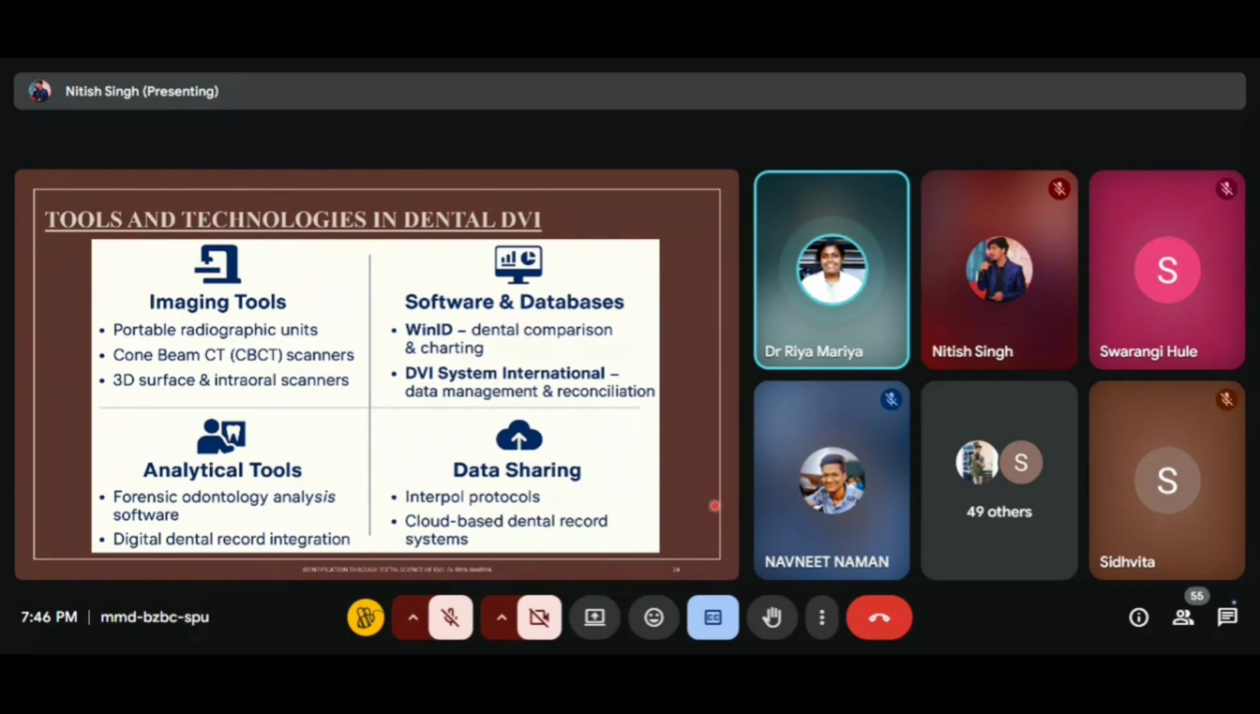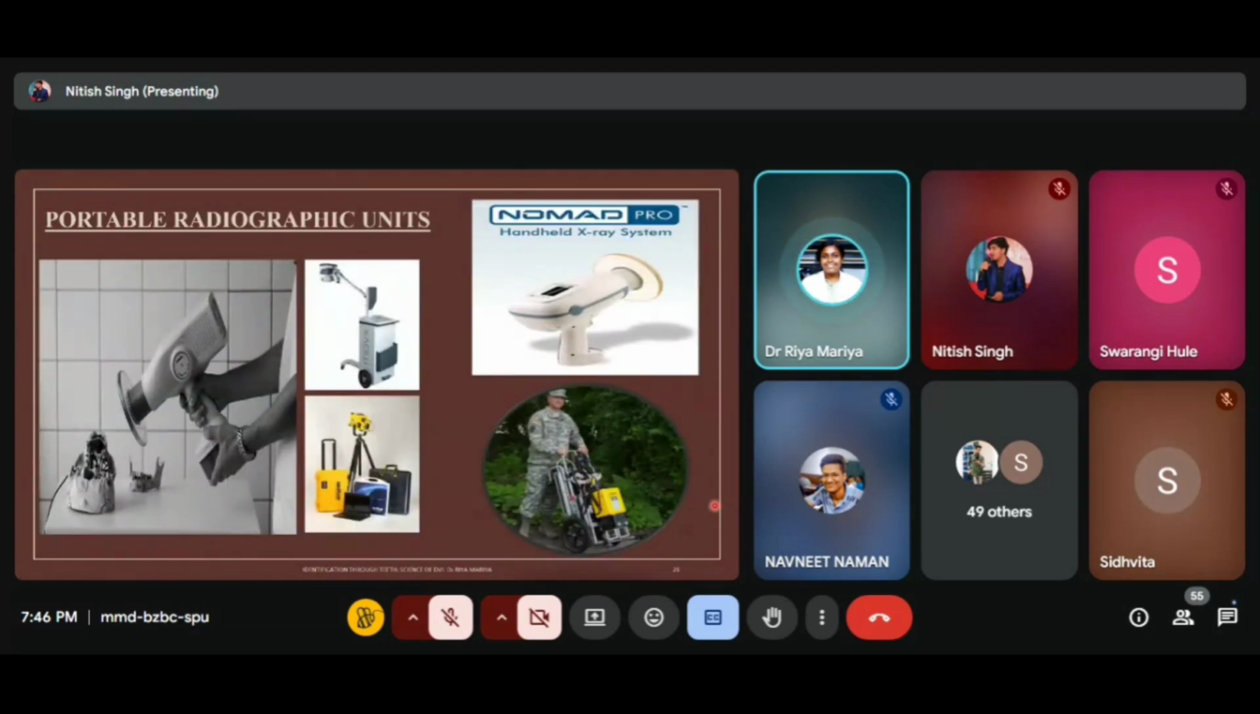Imaging tools, I'll show the pictures of what the tools are. Okay, first one is, these all are portable radiographic units. First one is a handheld X-ray device that is very easy to carry to the scenes. Then this belongs to Nomad.